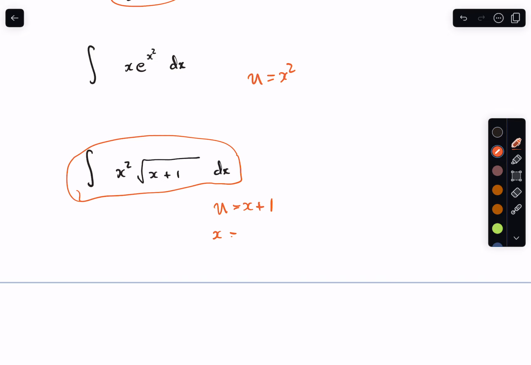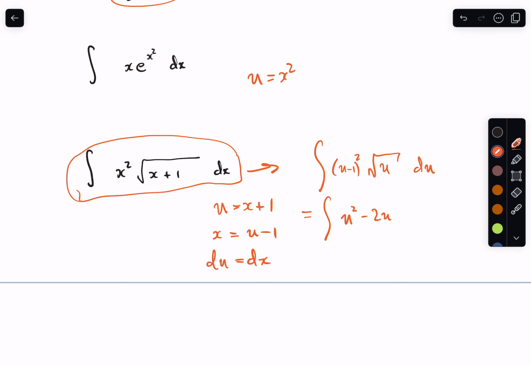And you can solve that for x, get x equals u minus 1, so that this becomes an integral, and du is just equal to dx. So we'll have square root of u, and then out front a u minus 1 squared and a du. So that you can break into, you'd have a u squared minus 2u plus 1 all times u to the 1/2 power. And you could rewrite that as u to the 2.5 minus 2u to the 1.5 plus u to the 0.5, and then solve from there.